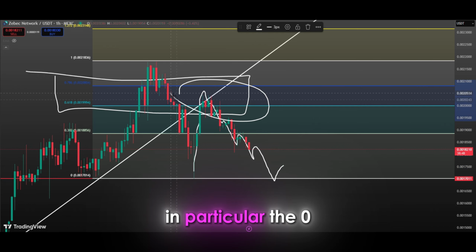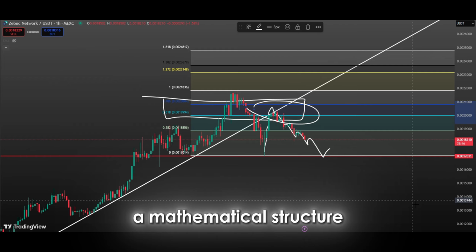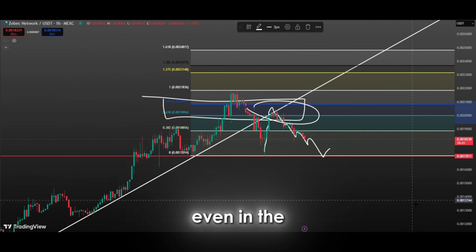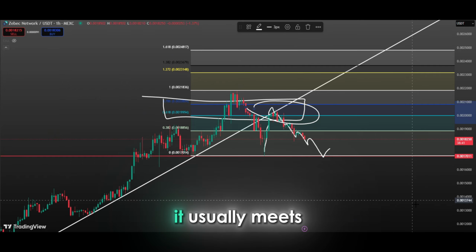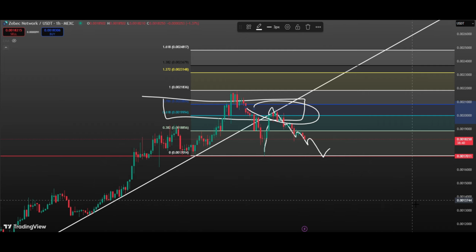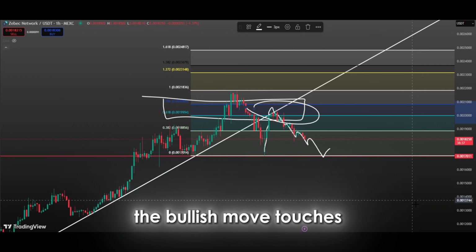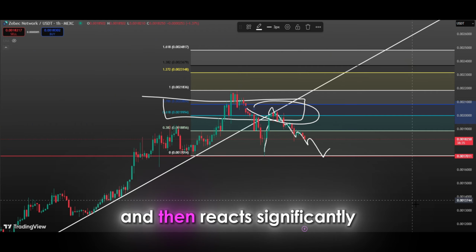In particular, the 0.618 level is the reflection of a mathematical structure, also known as the golden ratio, which repeats in nature, art, and even in the human body. Therefore, when the price approaches this level, it usually meets strong resistance. When we go back to the relevant chart pattern, we observe that the bullish move touches exactly these Fibonacci retracement levels and then reacts significantly.